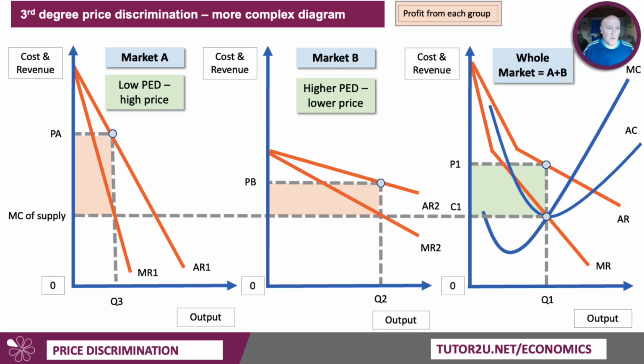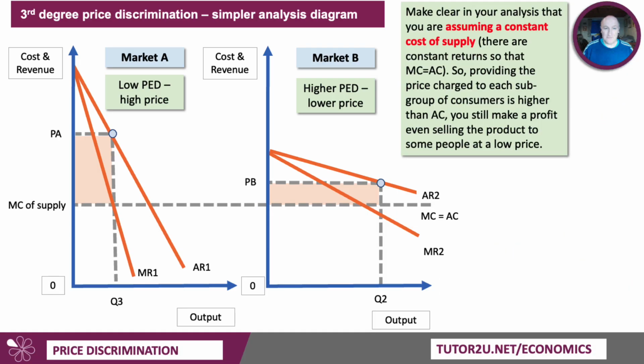Now add those two orange areas together. I think, fingers crossed, that those two areas are bigger than the green area. So if we just charge one price, we get the profit of the green area. If we price discriminate, then we get the profit of the two orange areas added together. And I think those two areas are bigger. You might want to test me out on that.